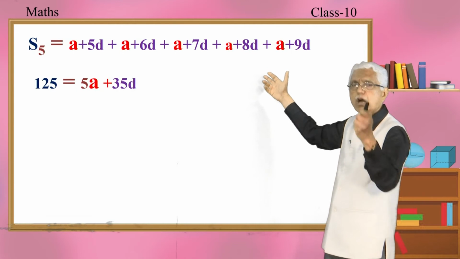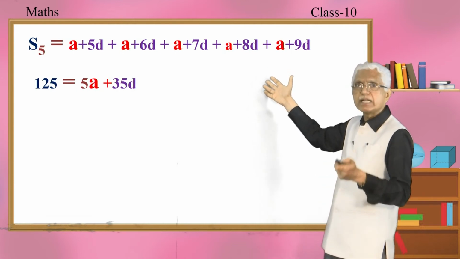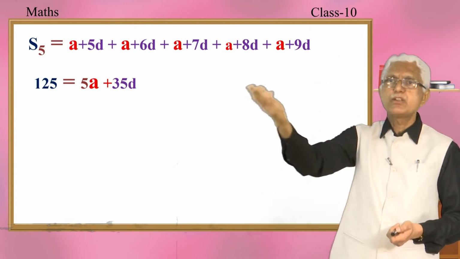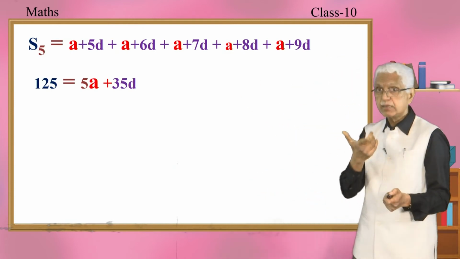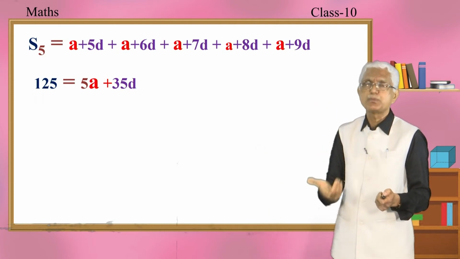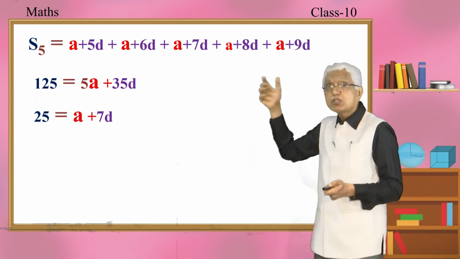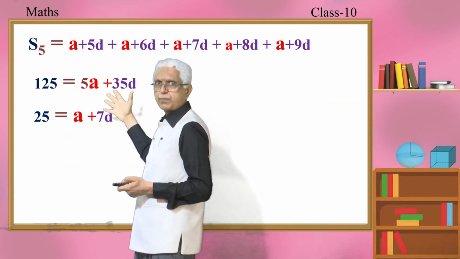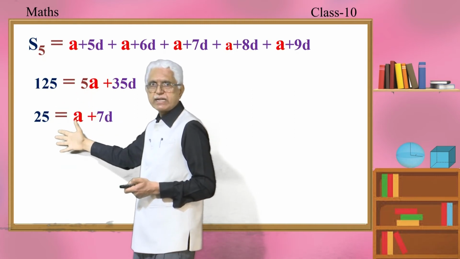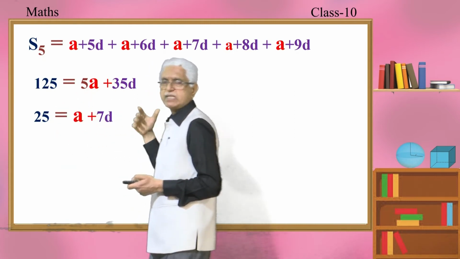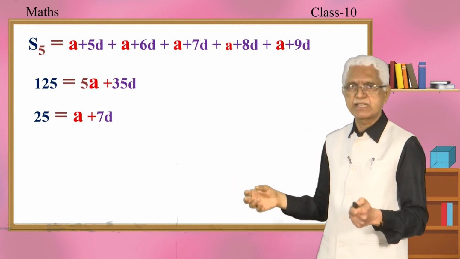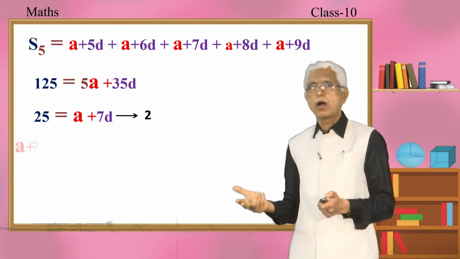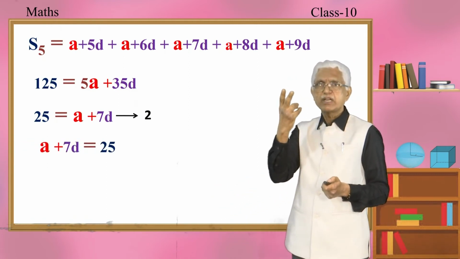Okay. And what is the sum? 125. 125 is equal to, there is A 5 times repeated, 5A, and D when you add you get 35D. Here again the same kind of simplification is being carried out. You had 125 is equal to 5A plus 35D, correct? 5 25s are 125, 5 1s are 5, 5 7s are 35, so 25 is equal to A plus 7D. Call this equation number 2. So, you got a pair of linear equations, my dear children.